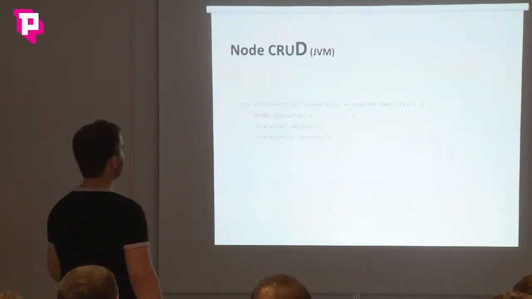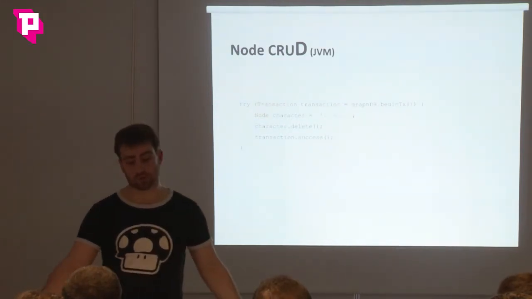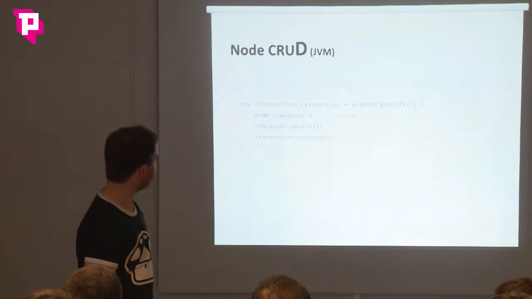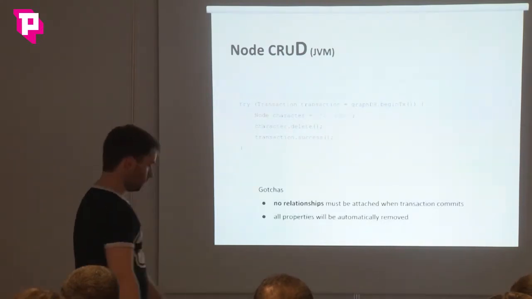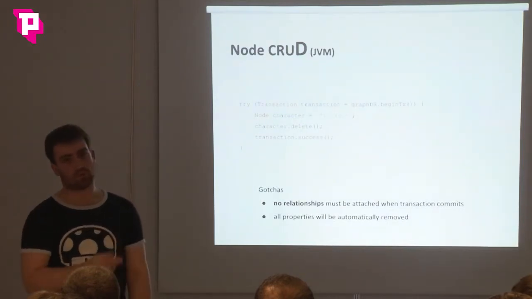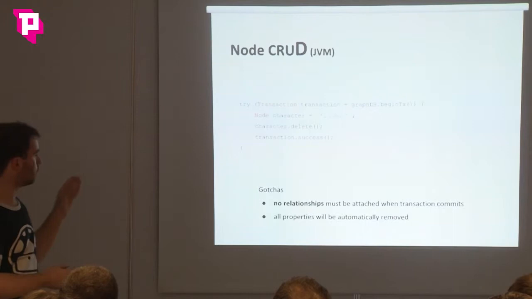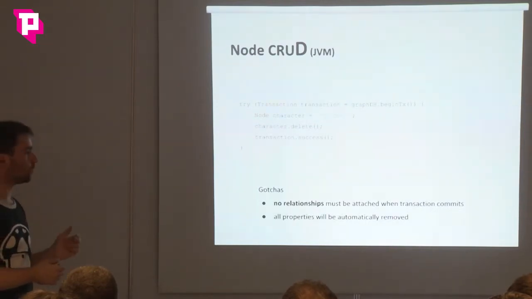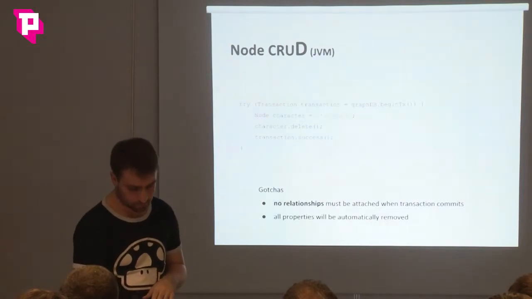And for deletion, well, you just find your node in some way and call delete in the transaction, of course, and that's it. So yeah, just one gotcha though. When you delete a node, you have to delete all its relationships before. So it's the same transaction or in a previous transaction, but you cannot delete a node if it still has relationships. However, the properties will be removed.